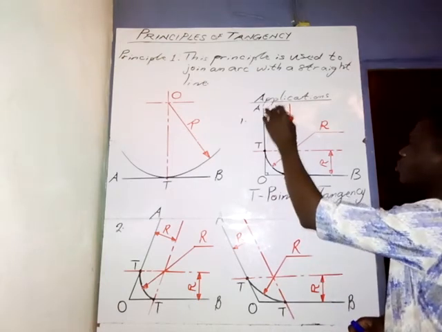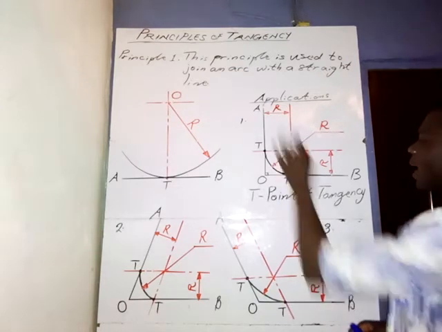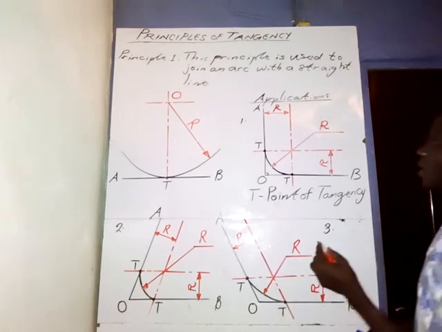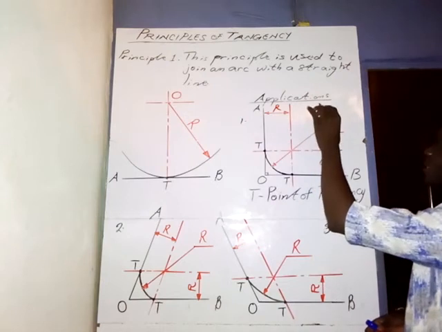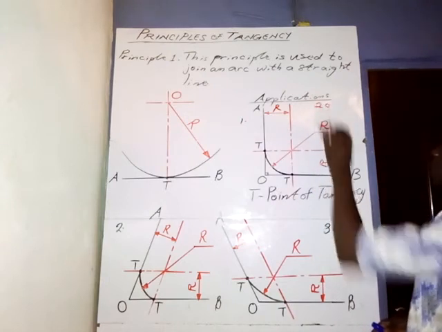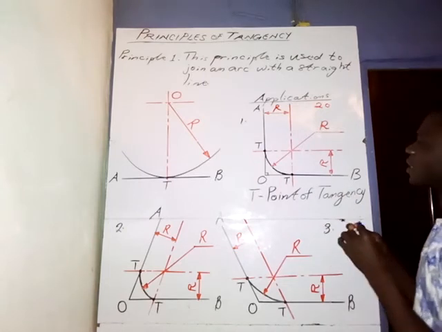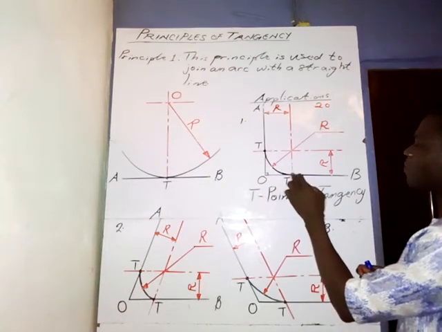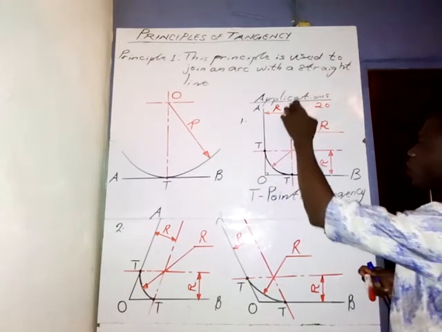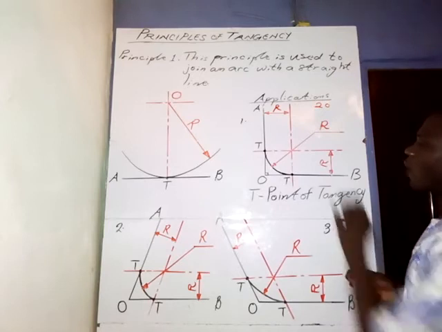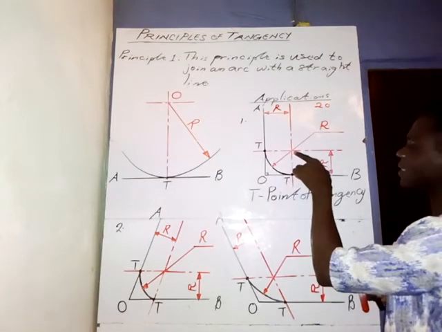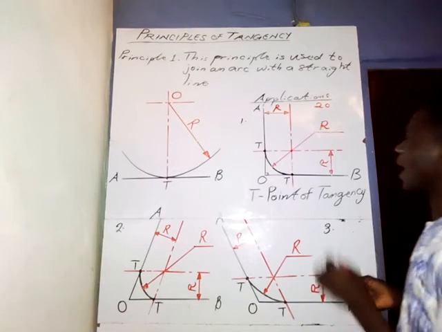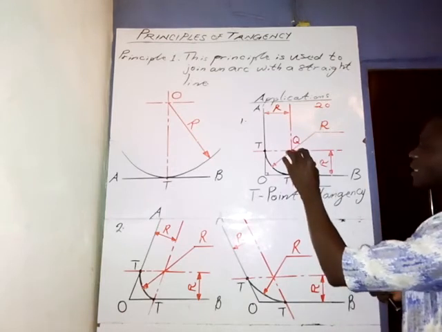After you have drawn these two lines, OA and OB, meeting at a right angle, what you need to do is to take the radius. Let's assume that the radius is 20 millimeters. You take a measurement of 20 millimeters from here to here, and then 20 millimeters from here to here. You draw this center line and this center line. These two center lines intersect at this point. This is the point of intersection of the two lines. Let's call it point Q.